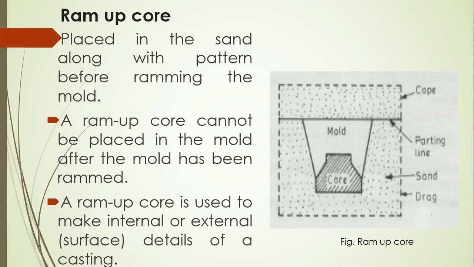The core which is placed inside the mold cavity before ramming. What is the situation in case of horizontal core or vertical core? The core is placed inside the mold cavity after preparation of the mold cavity, or after removal of the pattern. But in case of ram of core, this core is placed below the pattern. Below the pattern means the core is placed, and the pattern is placed on that. Molding sand is rammed from the top and bottom. The core remains inside.